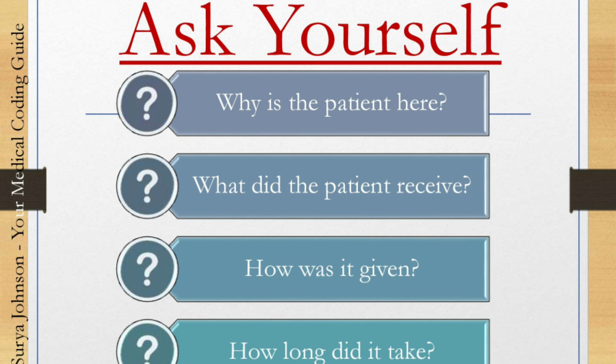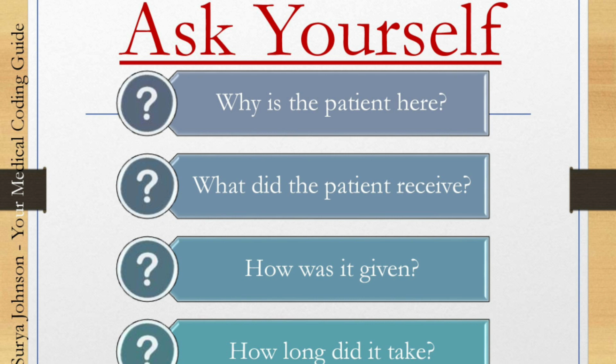And also if the patient is receiving a hydration infusion, obviously the patient should have been dehydrated or lost some fluids. So to compensate for that, the doctor has ordered the hydration infusion. The second question is, what did the patient receive? That is the solution the patient is receiving. Is it an antibiotic or is it just a fluid? Whatever it is, you should know that. Only then can you go for the coding.